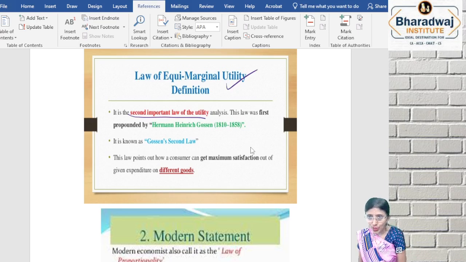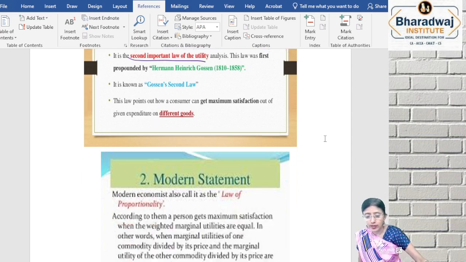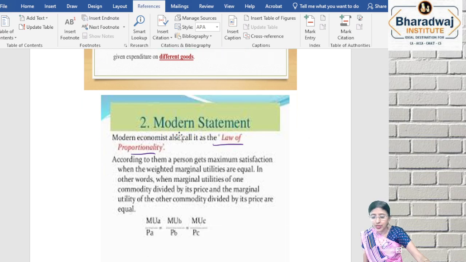Law of equimarginal utility is Gossen's second law. It is also known as the law of substitution. It is also known as the law of proportionality. Look here, modern economists call it the law of proportionality. So please study these two slides for the examination.